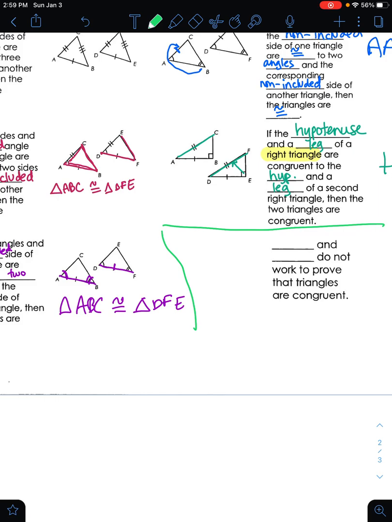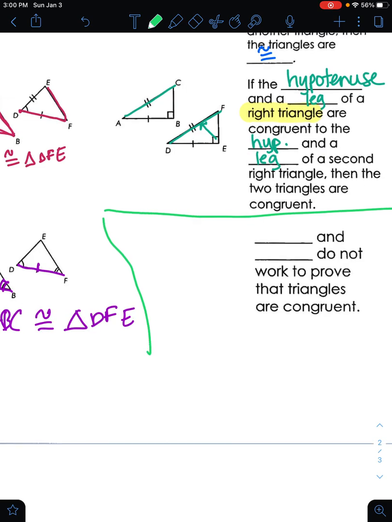The section here in the lower right-hand corner is what we typically think of as false shortcuts, because they can be common abbreviations, but they do not guarantee congruence. So the two false shortcuts, the first one is AAA, angle, angle, angle, and the second is SSA.